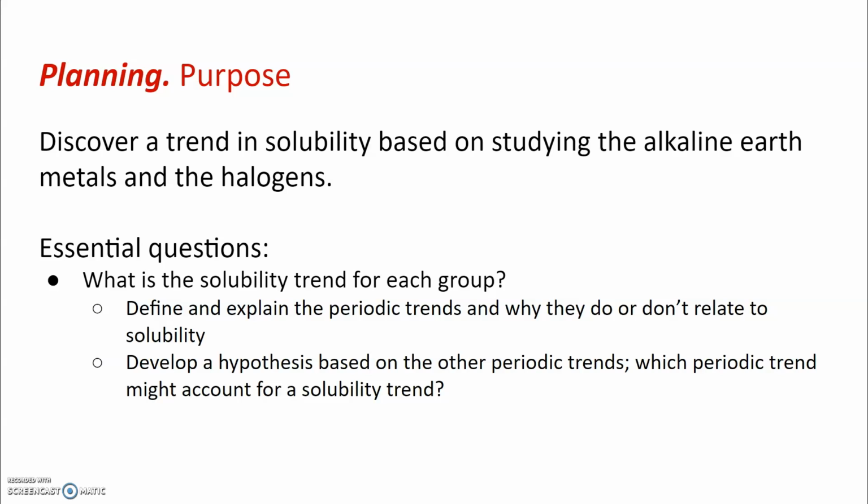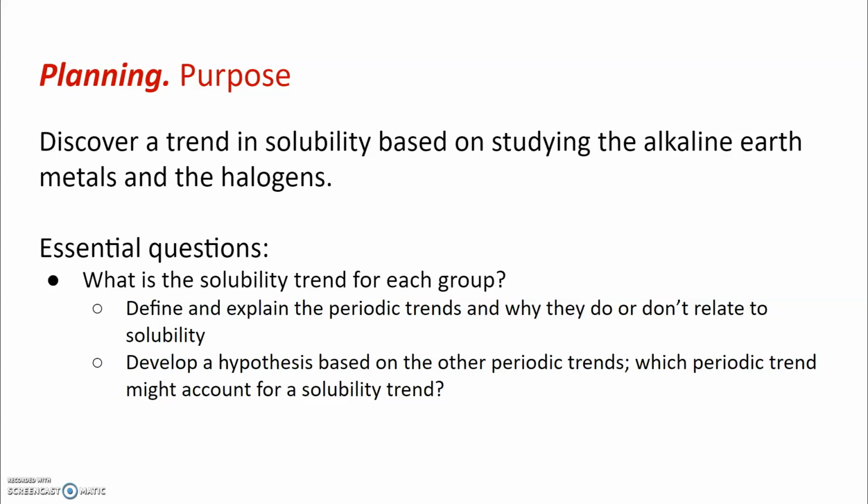So thinking about our planning for this lab, the purpose is to discover a trend in solubility based on studying the alkaline earth metals and the halogens. So we might find that there is no trend in solubility. We might find that there's a different trend in alkaline earth metals than there is in halogens, or we might find that they have the same trend. And so that is what we're trying to discover today.